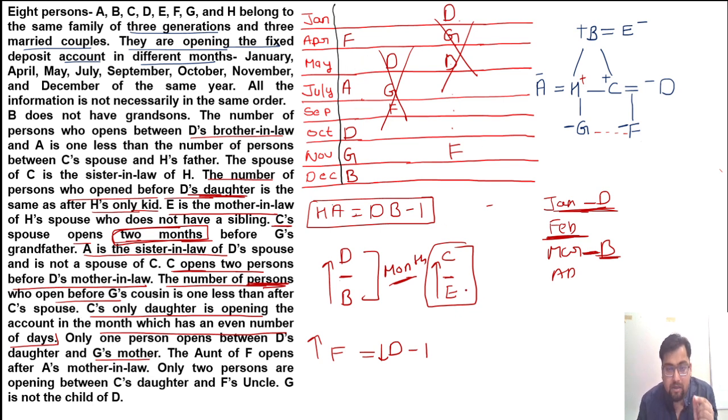But remember, there is one line that the aunt of F opens after A's mother-in-law. Who is the aunt of F? That is A. So A is opening after A's mother-in-law, that is after E. So if A is here, E must be here or here. But before E, C will be there. Definitely E will be here, C will be here. And we know that H and A are in a consecutive manner. That is, A is here, H is here, and your question is solved.